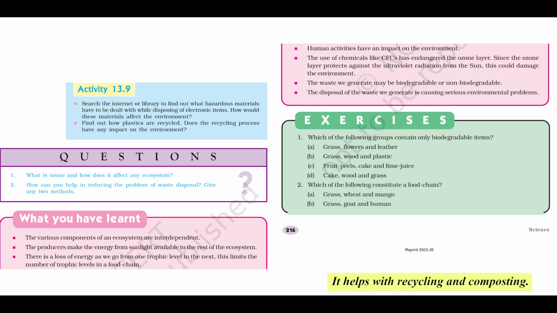Why is this so important? It helps with recycling and composting. Exactly. The clean biodegradable waste can be easily composted, turning it into valuable manure. The segregated non-biodegradable waste, plastic, paper, metal, glass, can be sent for recycling much more efficiently. If it's all mixed up, it's much harder and more expensive to sort and often just ends up dumped. So separating at home makes the whole system work better.